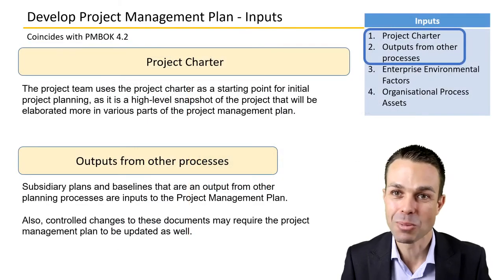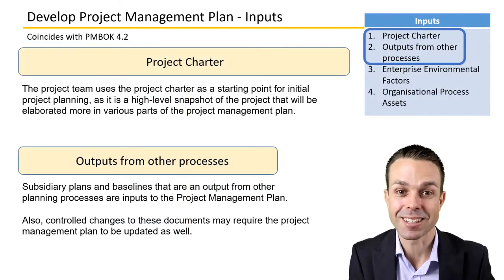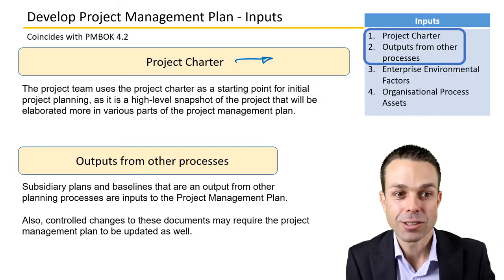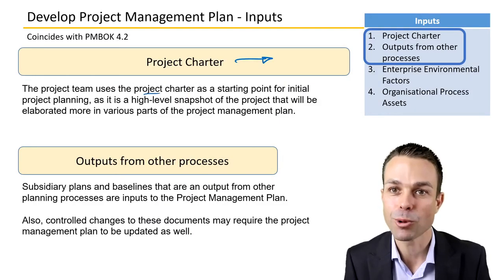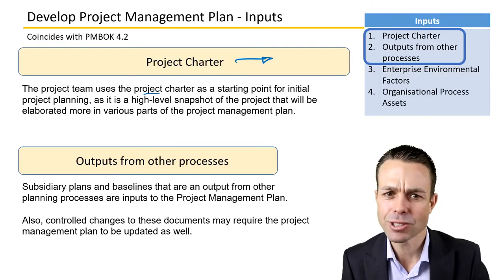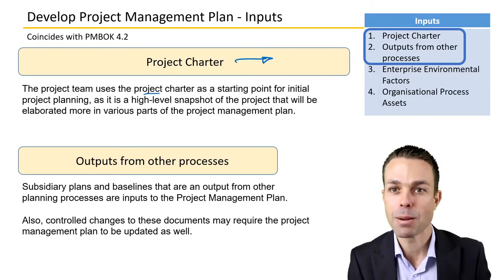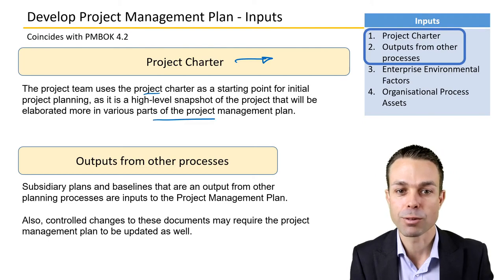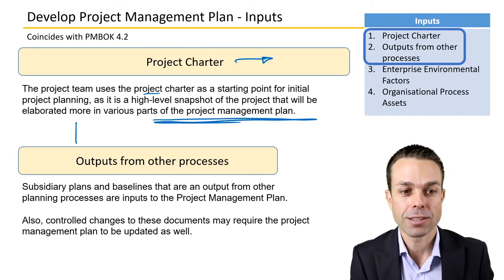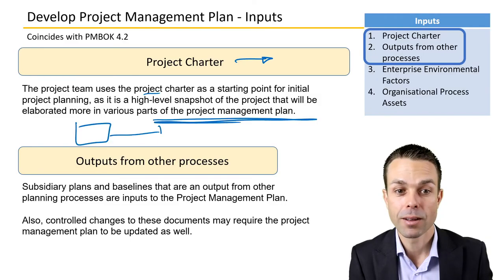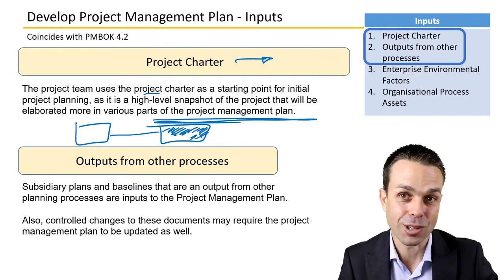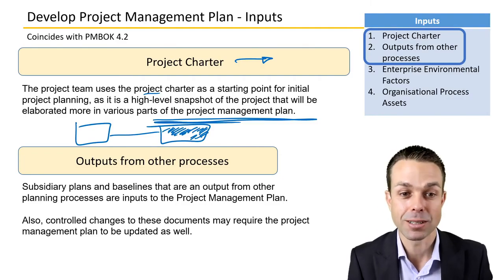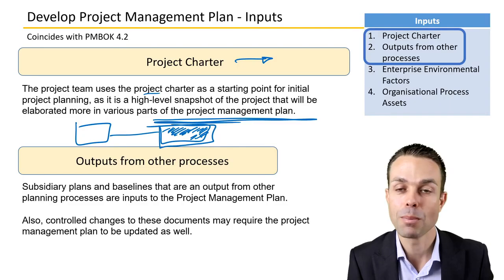Let's look at the inputs in more detail. The project charter is an input into the project management plan. So the project team uses that project charter as a starting point for initial project planning. It's that high-level snapshot of the project, and it will be elaborated more in various parts of the project management plan. So think of it as a high-level overview, and then when we're doing the project management plan, we're getting much more into the nitty-gritty as we're going along and starting to deliver the project.